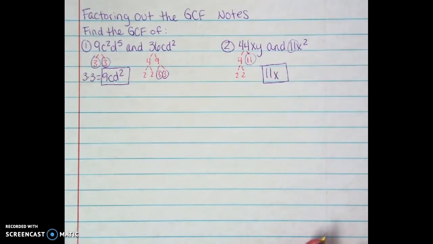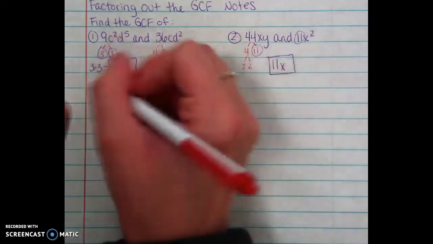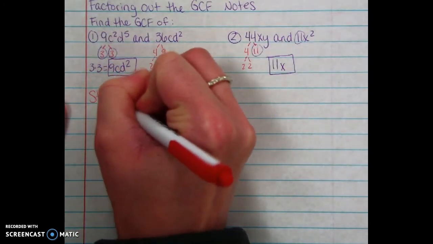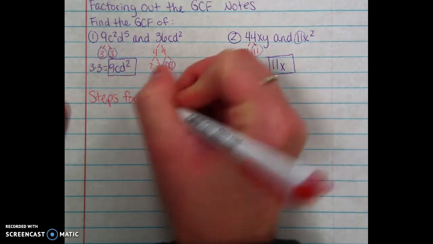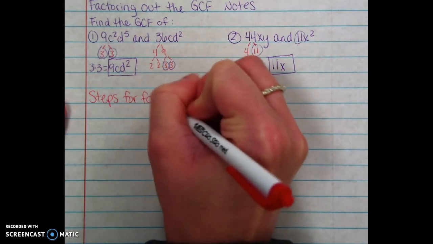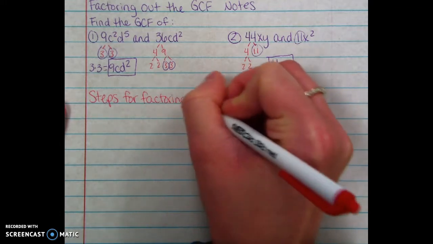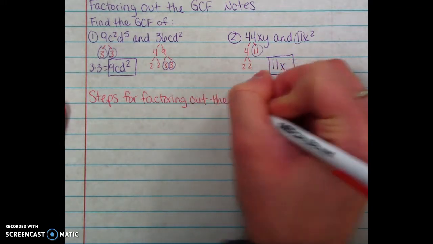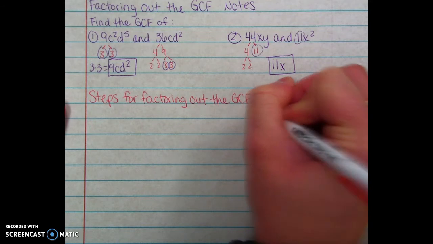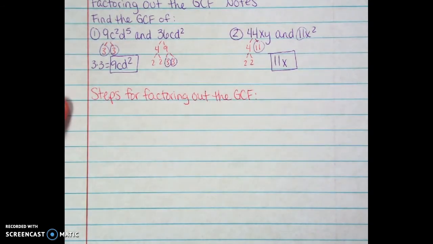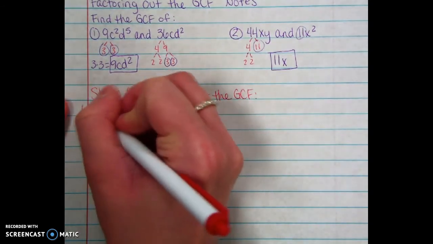Okay, let's get into the new stuff. You have 3 steps for this. So steps for factoring out the GCF. Okay, step 1 is to find the GCF. That's what we've been doing.